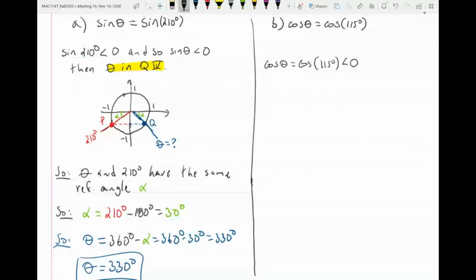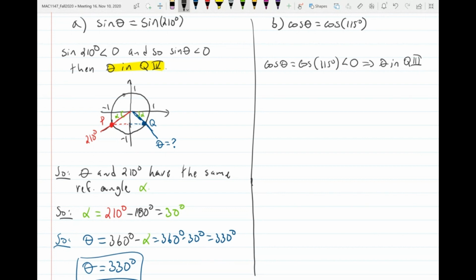So what does this tell you about theta? In what quadrant is it? Where else do you know that cosine is negative? Where is cosine negative? In quadrant 2, and where else? In quadrant 3. So this means that theta is in quadrant 3. Next, you can find the reference angle, right? Because the two cosines are equal, that means they have the same reference angle. So remember, the reference angle of theta is the same as the reference angle of 115.